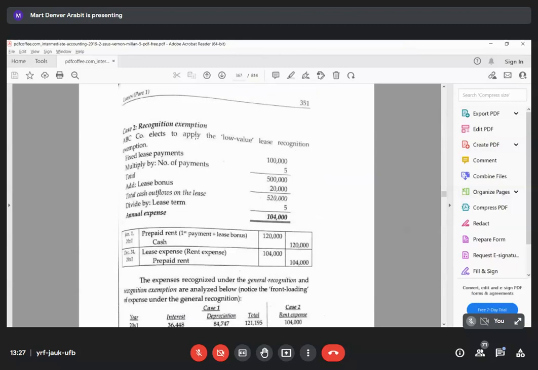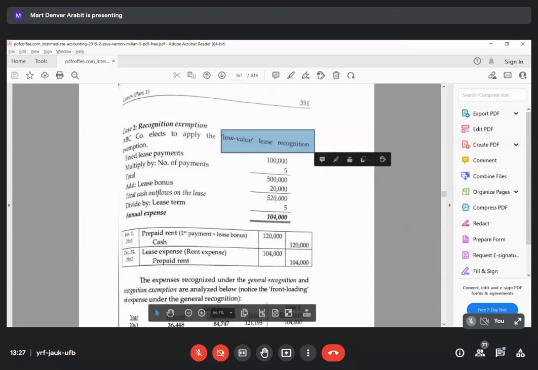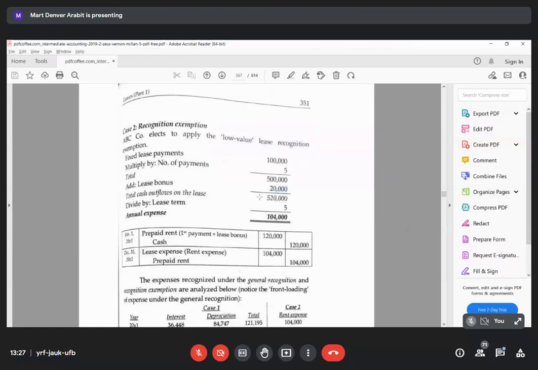Case number 2, recognition exemption. So, ABC company elects to apply the low value lease recognition. In this case, gagamitin natin is straight line. Straight line method lang. Walang special na rates na kailangan natin gamitin. So, fixed lease term is 100, multiply by 5, plus mo lang yung additional cash outflow na 20,000. Then, 520. So, divided by 5 lease terms, then ito na yung magiging annual expense niya. Okay.